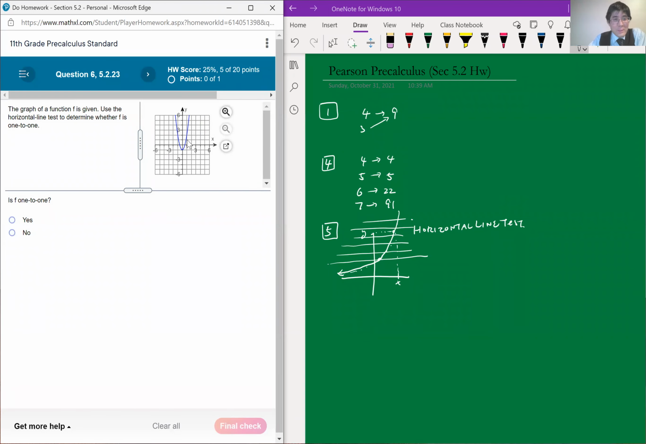Okay, so this is not a one-to-one function because a horizontal line can meet the parabola at two different points. Okay, this one, again, is a one-to-one function because it's monotonically increasing.